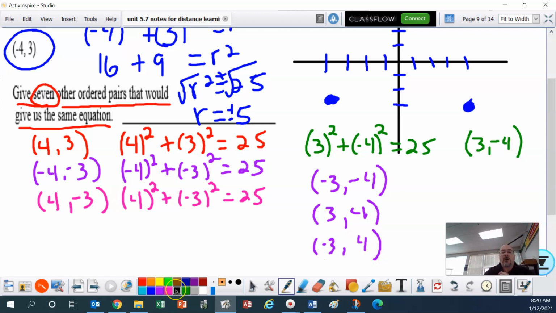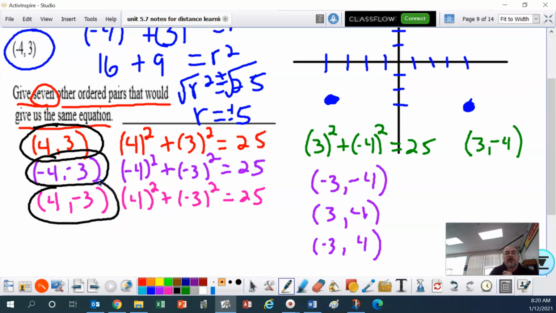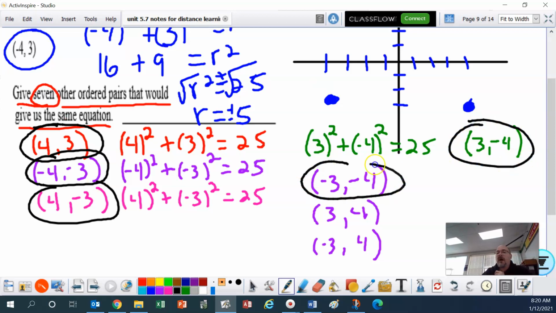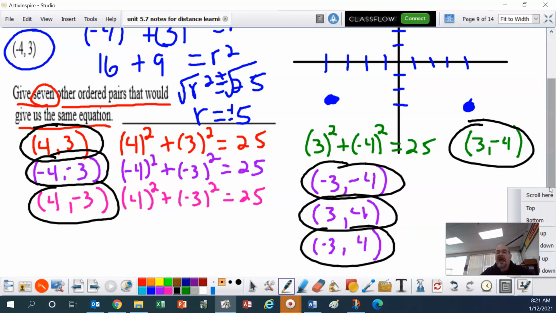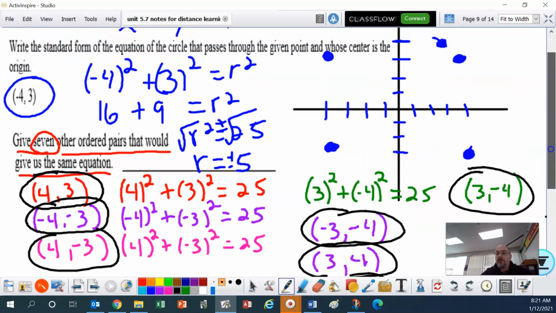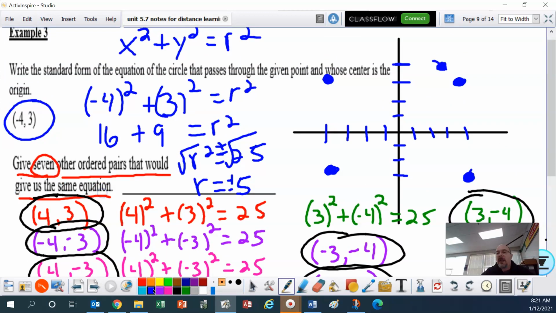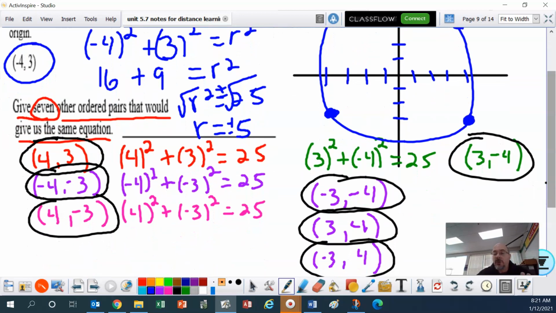So those are all the ordered pairs that would work. So all of these, ladies and gentlemen, here's 1, 2, 3, 4, 5, 6, 7 other ordered pairs that will be on the circle. If I drew the circle, granted I didn't put them all up there, the circle would go like this and all of those ordered pairs would be on that circle. There are actually more, but I'm not going to put those on there. There are more than that, but I want you to get that idea.